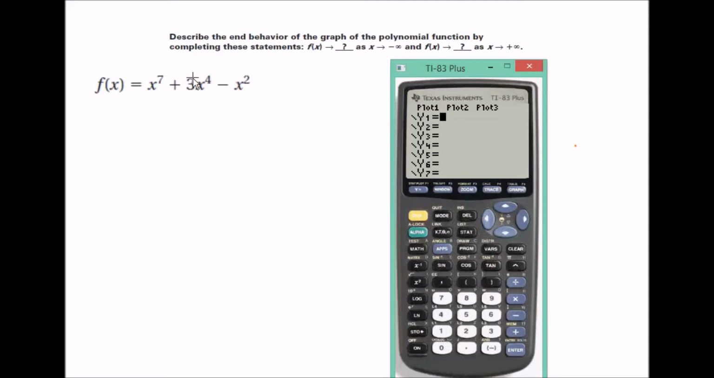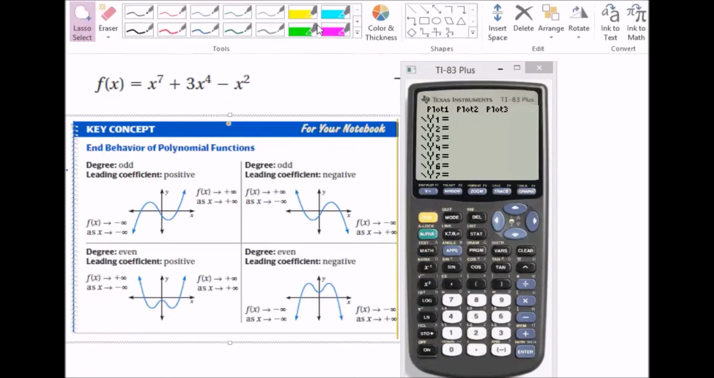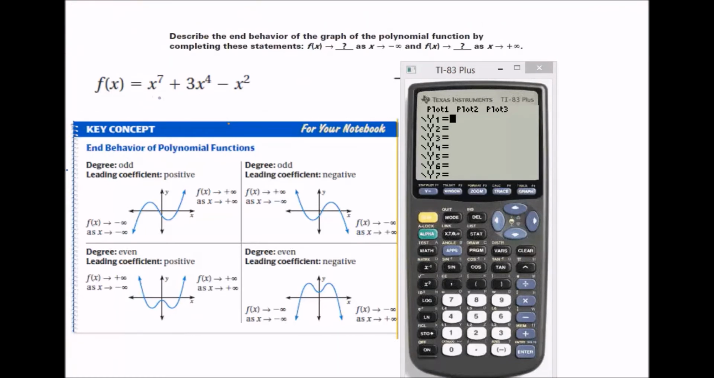So we can look at it and refer back to that table from before. We're just going to look at this equation and see what we have. Is it in standard form? The answer is yes. The leading term has the highest exponent. That's how we know it's in standard form. It is 7, which is odd. So the degree of this polynomial is odd.